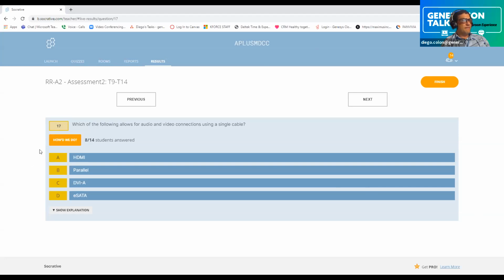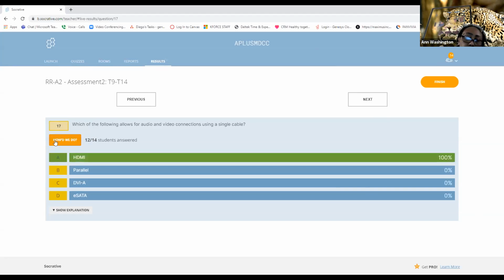Which of the following allows for audio and video connections using a single cable? That's HDMI. HDMI, correct. That's the one that everyone loves, the one you've got in the back of your TV. You no longer are required to have the three RCA connectors, the yellow, the red, and the white. Now it was all in one, and it was no longer an analog signal. It was also a digital signal, right?